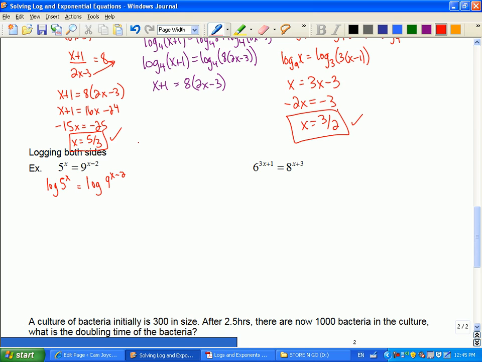Now, why is this helpful? Watch what happens on the next step. I don't have an exponent to worry about anymore. The exponents can be pulled to the front, so now I don't have an exponent. I actually just have a product there. The x is in the front. It's like a coefficient.